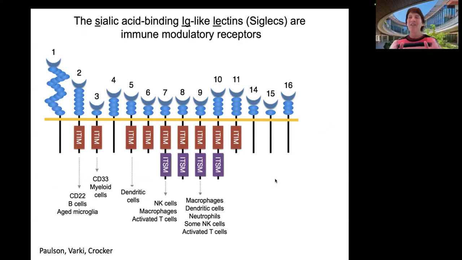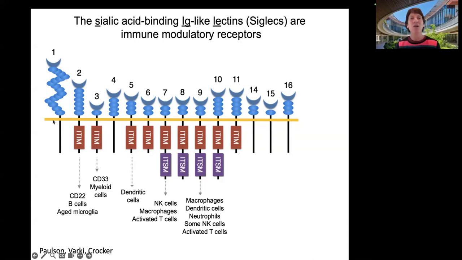There's an acronym, like everything in science, for these receptors. They're proteins that are anchored to the plasma membrane, so they're on the surface of the immune cell. And we call them the sialic acid binding, Ig, which stands for immunoglobulin, like lectins. And that's just a big mouthful. So the acronym we use is Siglec. These are the Siglec receptor family.